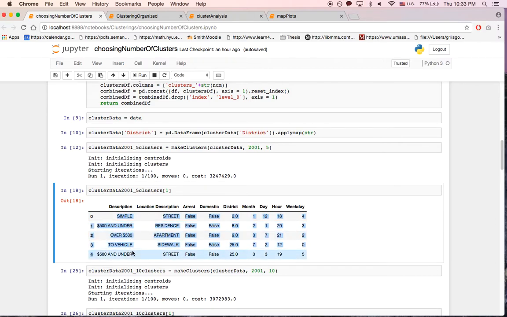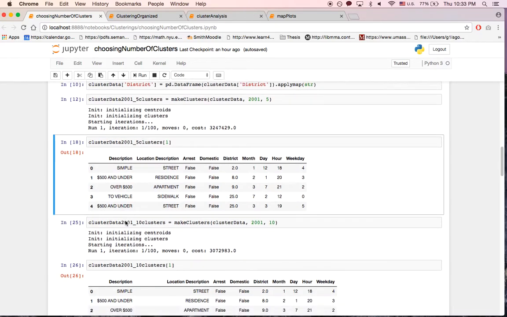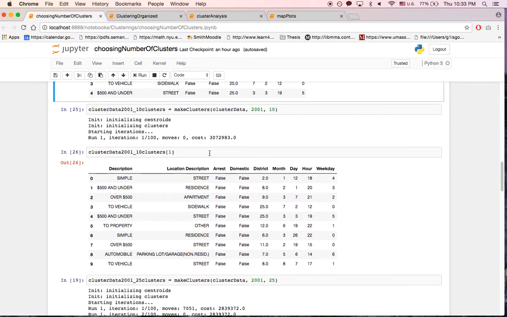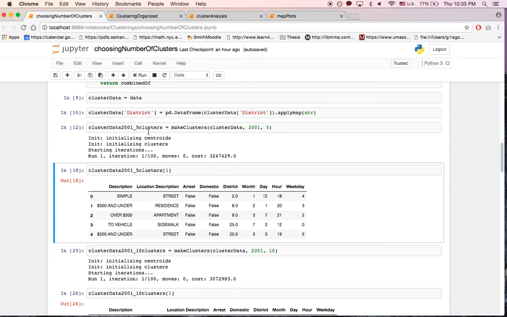So over here you can see that the clustering using 5 clusters has very broad labels, and it isn't descriptive enough in our opinion. For 10 clusters it's a bit better, and the cost is in fact lower than the cost of 5 clusters.